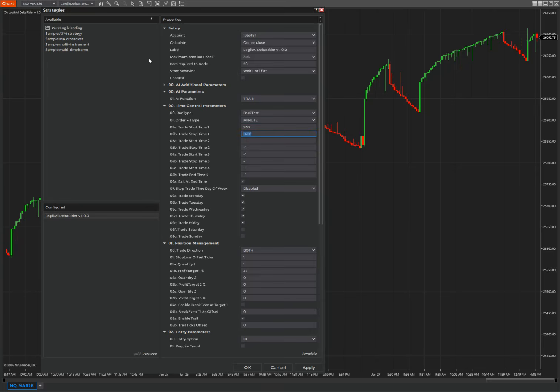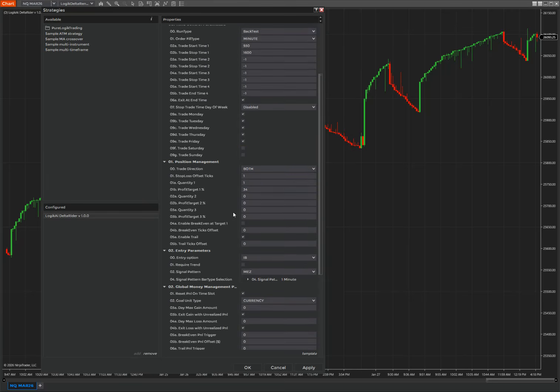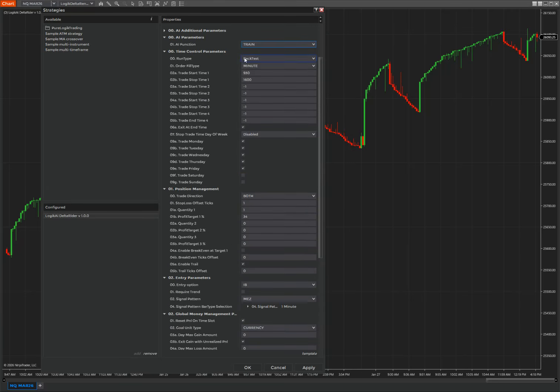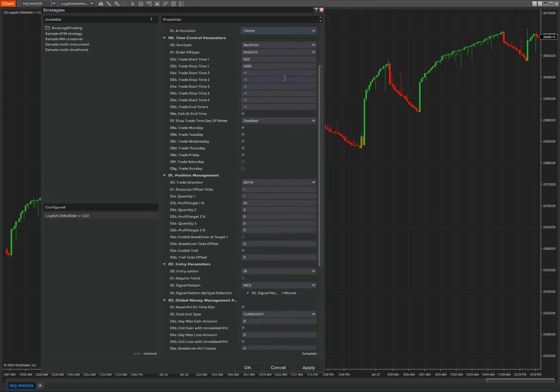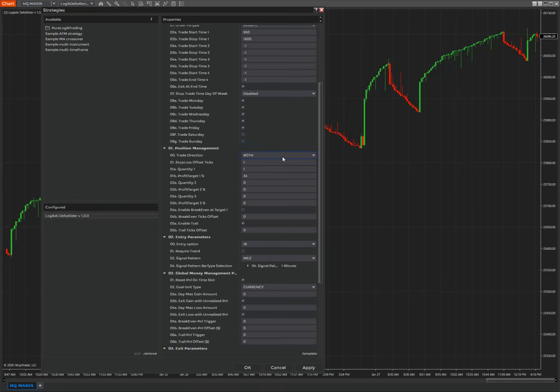Okay. So to start, I have my AI function set to training mode, and as I scroll down, I'll go over some more options here. I have all the days of the week that I'm going to trade, Monday through Friday. I'm not going to go over all the details of this because we're not using it. For trade direction, I just have it set to both.